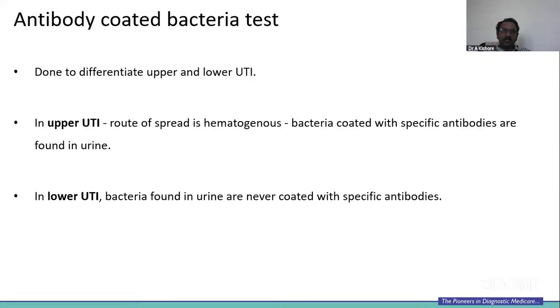Lastly, I just wanted to conclude by telling you about the antibody-coated bacteria test, which you can do especially to differentiate between upper urinary tract infection and lower urinary tract infection, but this is very rarely done. In upper urinary tract infection, the route of spread is hematogenous. The antibody-coated bacteria come out with the specific antibodies found in urine, through the kidneys, ureter, and bladder. Whereas in lower urinary tract infection, the bacteria found in that urine will not have any specific antibodies.